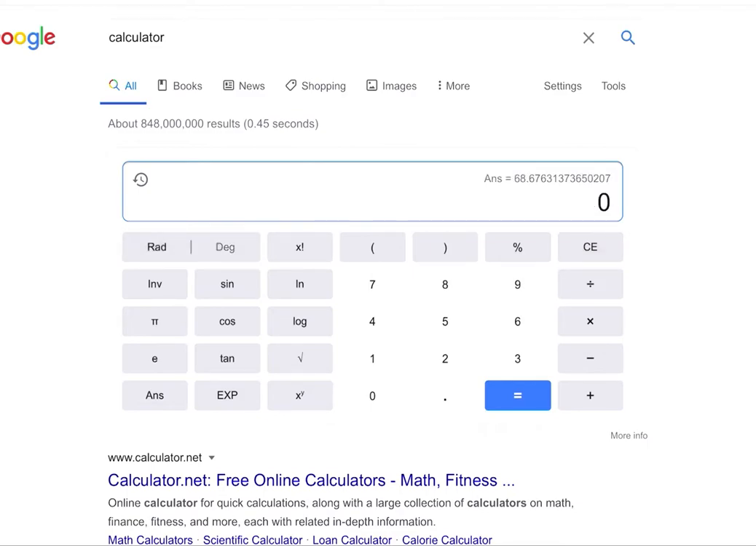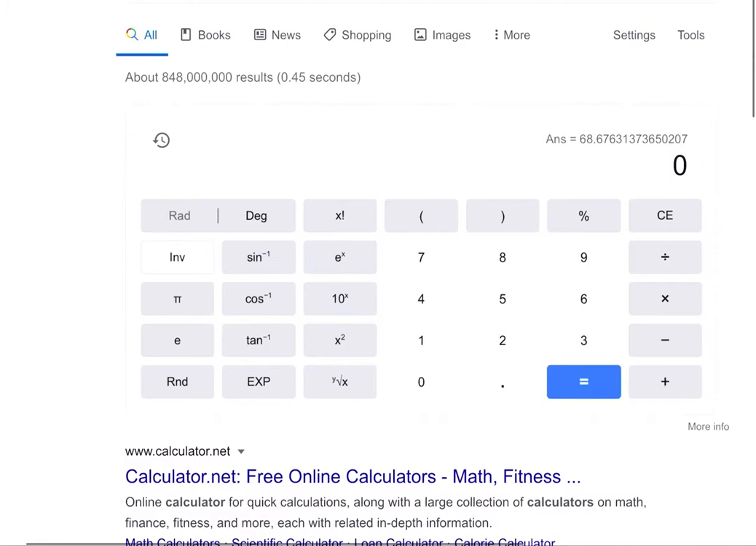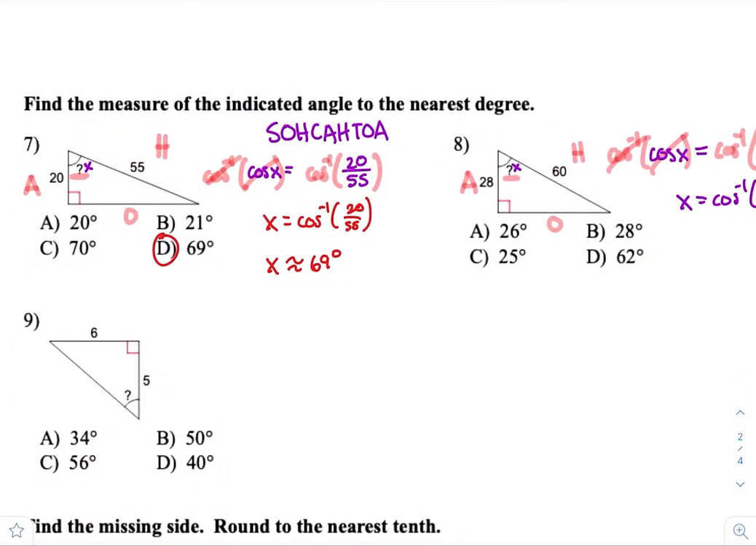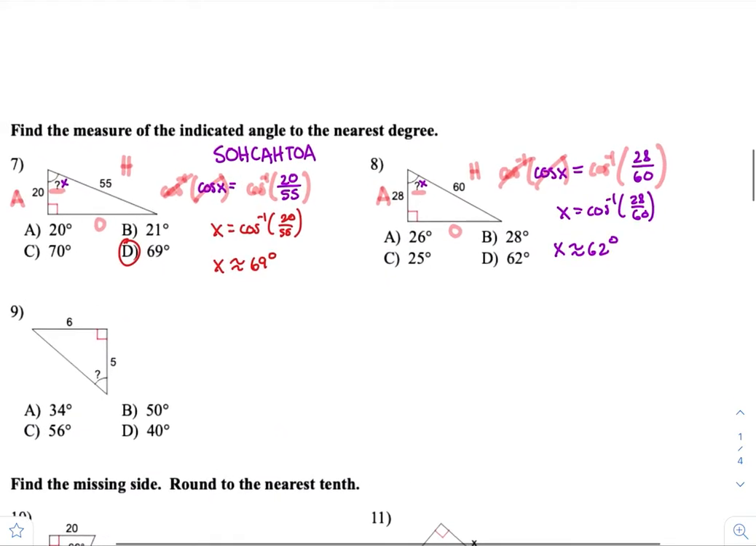So remember, make sure that this says degree. Make sure it's highlighted degree. If you highlight radians, it's not going to be correct. Highlight degree by just clicking DEG. Inverse, cosine inverse of 28 divided by 60. Round it to the nearest degree for this problem, and it's going to be 62. So this, you guys, is 62 degrees, which is D.